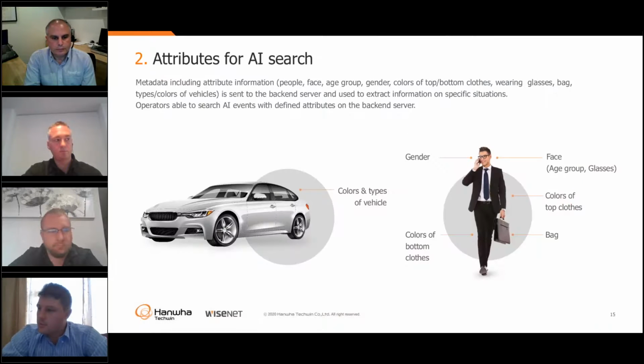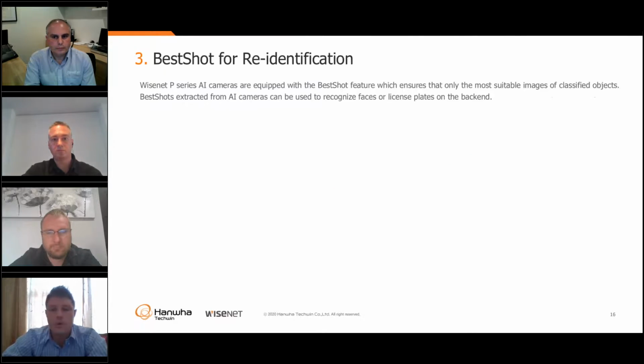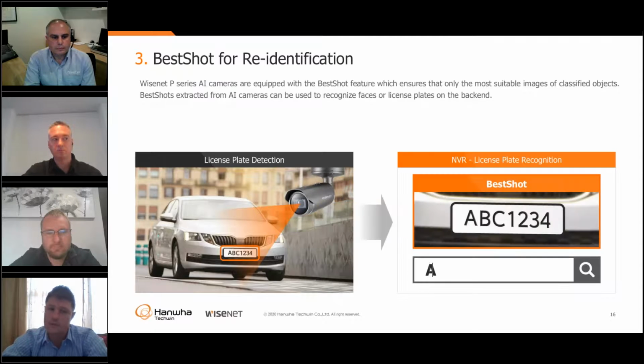But looking more at the attributes of what the AI camera does, it's got the ability to define a vehicle type as well as the color of that vehicle. And from a people point of view, we've got the ability to define a certain gender. We can specify age groups and whether the person is wearing glasses or not. We also have the ability to define the top and bottom colors of the clothing, as well as whether a person is wearing a bag or not. Of course, this also has the ability to detect number plates, which can tie into LPR, which we also won't be talking too much about right now.